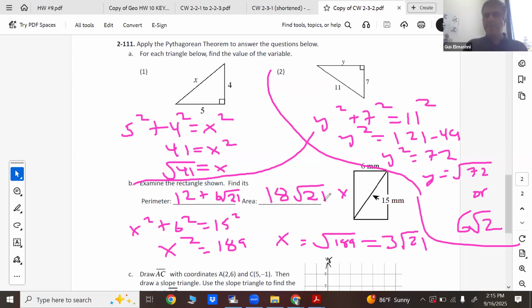Now for the second one, hopefully you got y squared equals 72. If you leave it as root 72, I'm okay with that. But ultimately, we're going to talk about radicals and how to simplify them, I think in our next class. Hopefully you did this in middle school or Algebra 1. Identify a factor that is a perfect square.